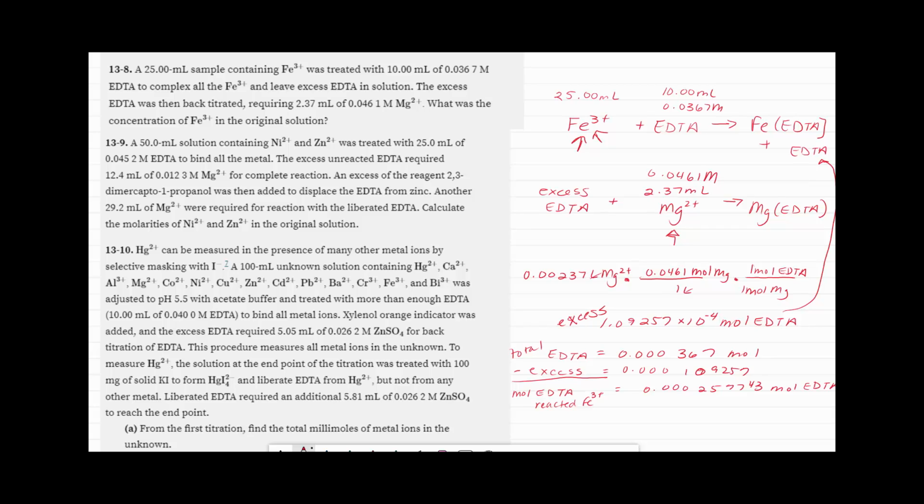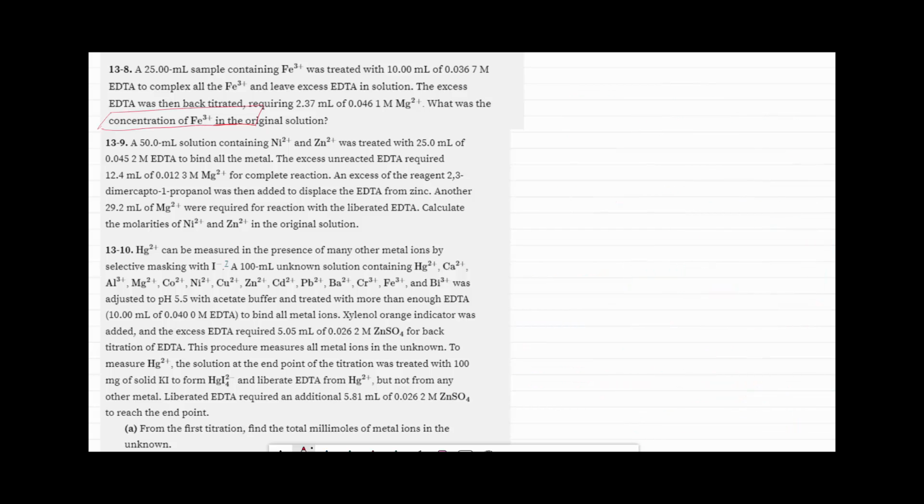So we can go back and find the concentration of the iron in the original solution. It is going to be this number of moles, which is in my calculator, divided by the original volume. And I get an original iron concentration of 0.0103 capital M molar. That is the original concentration of iron.